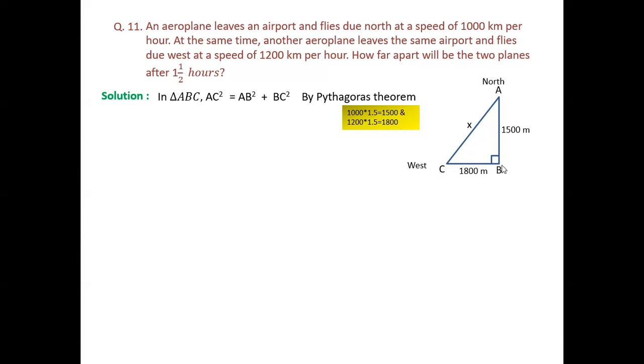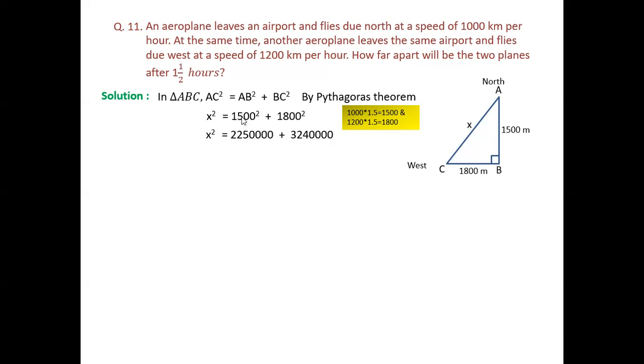So it has traveled 1800 kilometers towards the western direction, and the first plane has traveled 1500 kilometers towards the northern direction. So now let's put these two values here. X square is equal to 1500 square plus 1800 square, which is 22 lakhs 50,000 plus 32 lakhs 40,000.